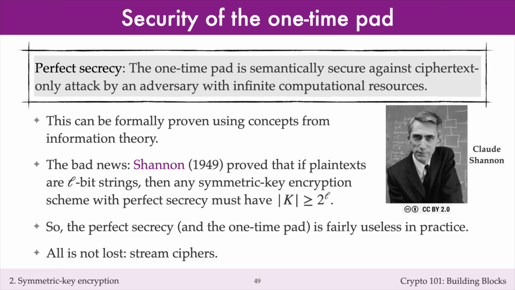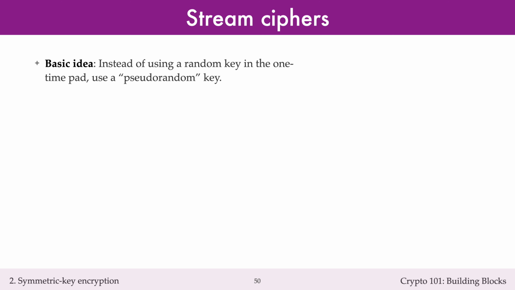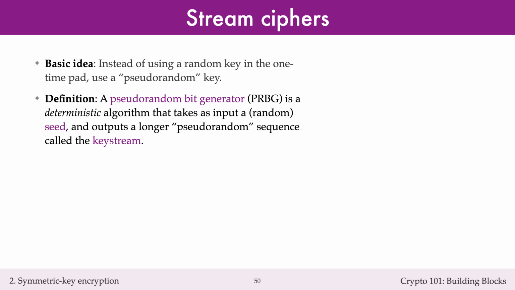However, all is not lost. The one-time pad provides the inspiration to construct so-called stream ciphers. The basic idea of a stream cipher is to use a pseudorandom key instead of a random key in the one-time pad. A pseudorandom bit string is a sequence of bits that for all practical purposes appears to be random. Pseudorandom bit strings can be generated with the pseudorandom bit generator. This is a deterministic algorithm that takes as input a relatively small random seed and outputs a longer pseudorandom sequence called the keystream.